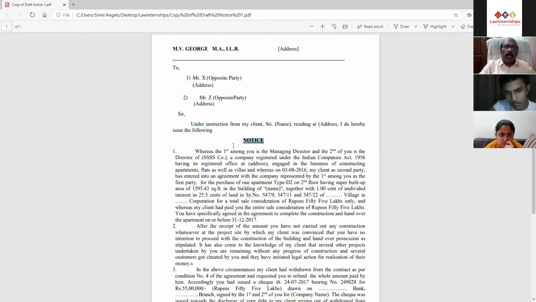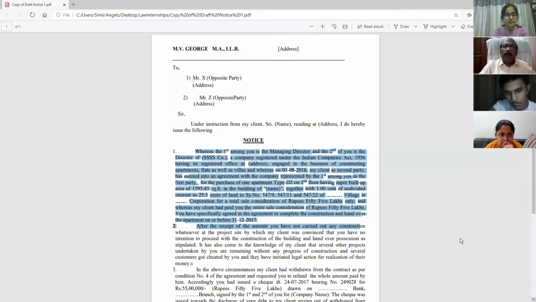This is a case where a construction company has defrauded the customers and taken their money. The parties have booked apartments and paid money, but the company committed breach, as it failed to construct the building complex. So there was a breach of contract. Then the client has demanded the return of the money, that is, to withdraw from the contract.